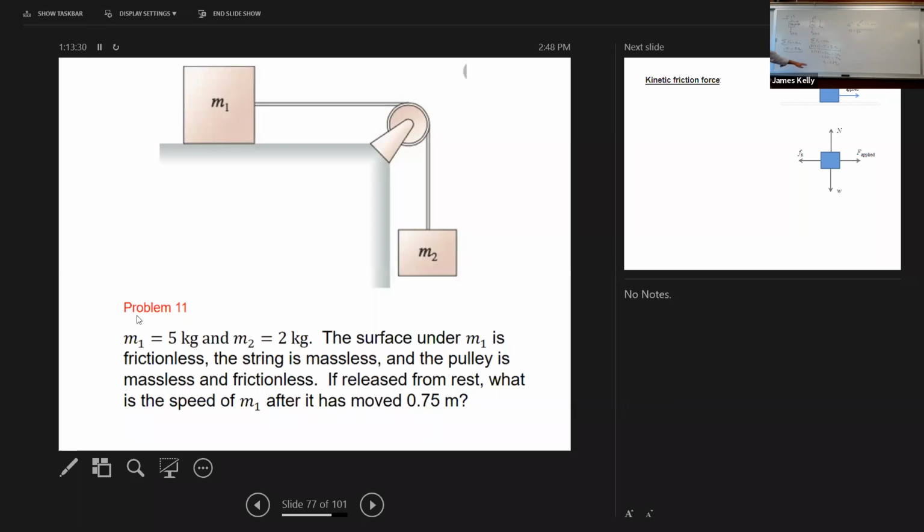Again, it's kind of an unfortunate thing that a lot of students like to put 9.8 in when they see an acceleration. We did all this work to calculate that acceleration. AX in my coordinate system is 2.8, right? This one's accelerating to the right, this one's accelerating down, both at 2.8 meters per second squared, times delta x, which is 0.75 meters, to get the speed. Calculate that. Any questions on that one?